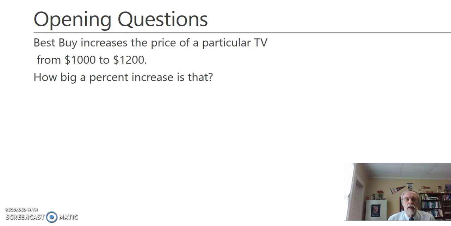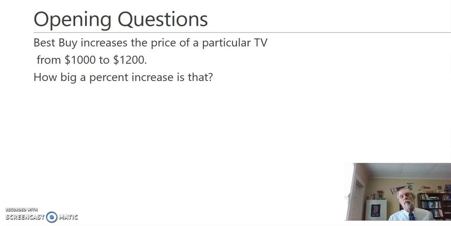Let's suppose that Best Buy has a TV that is priced at a certain dollar amount, say $1,000, and that it raises the price from $1,000 to $1,200. How big a percent increase is that increase in price from $1,000 to $1,200?